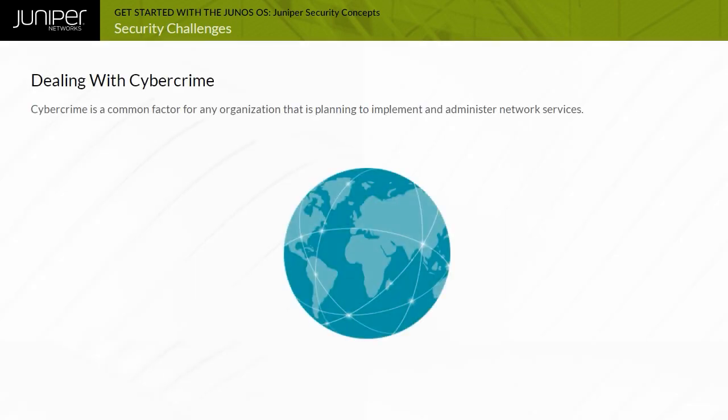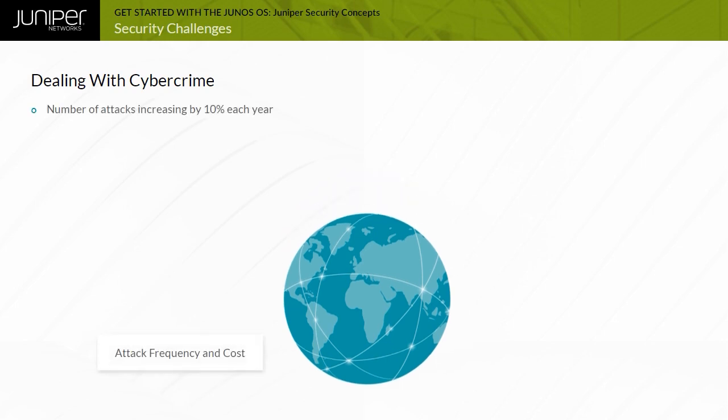Cybercrime is a common factor for any organization that is planning to implement and administer network services. Cybercrime is not new, but the stakes have never been higher. It doesn't take much research to understand that the cost of cybercrime is expensive. With the number of attacks increasing by 10% each year, and the cost of those attacks increasing substantially, network architects must not only take into account, but also prioritize security when planning, implementing, and operating the network.